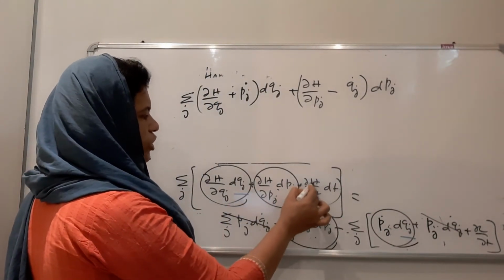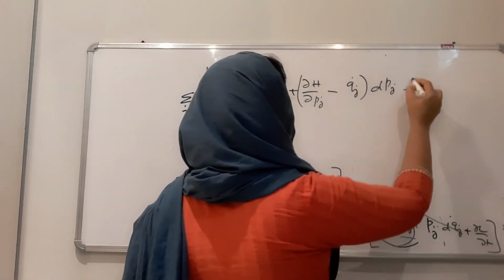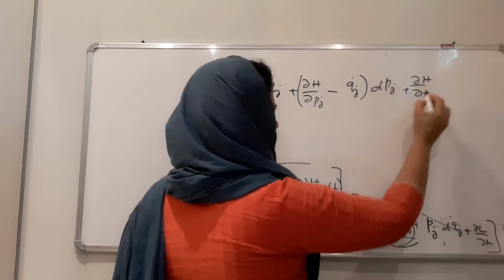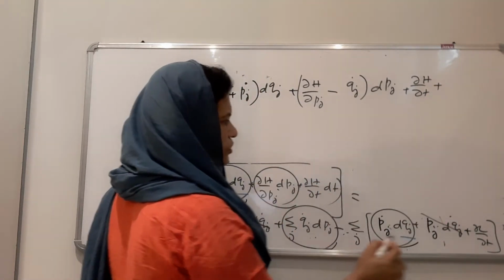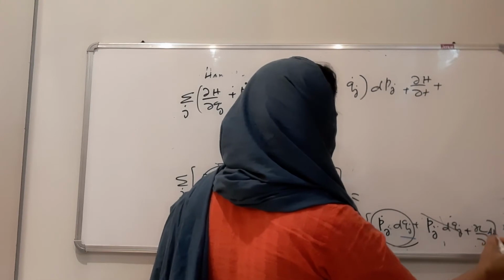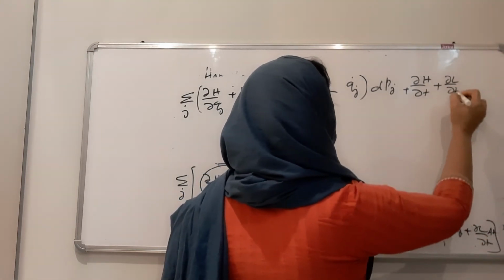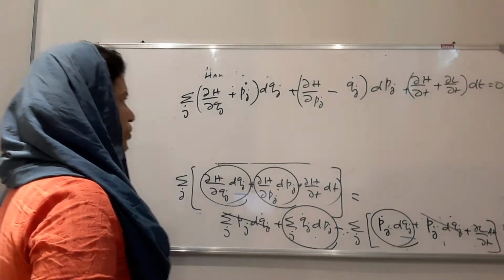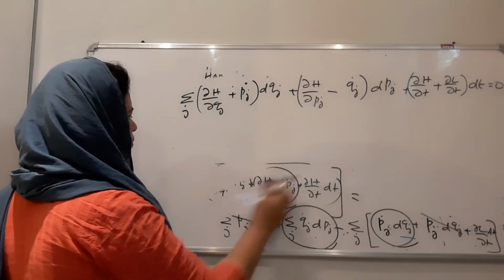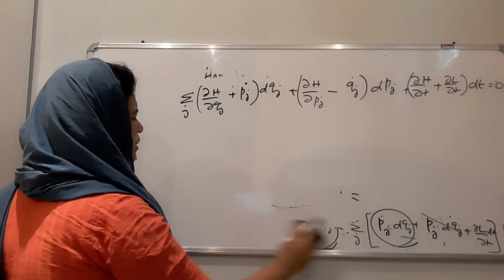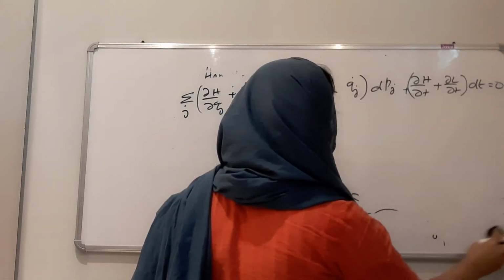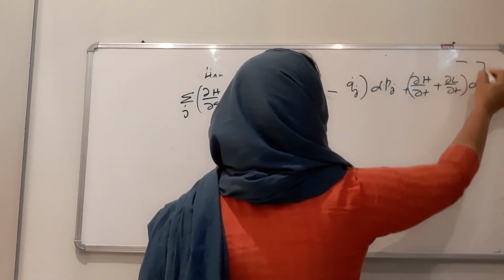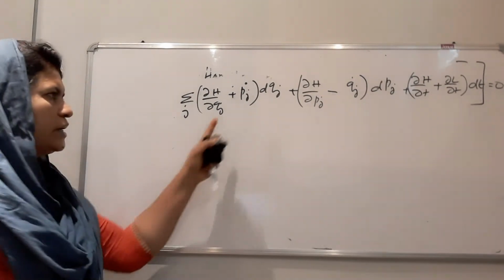The remaining terms are ∂H/∂t into dt plus, negative becomes positive, ∂L/∂t into dt, which is equal to 0. Okay. Now each term in the bracket separately vanishes.